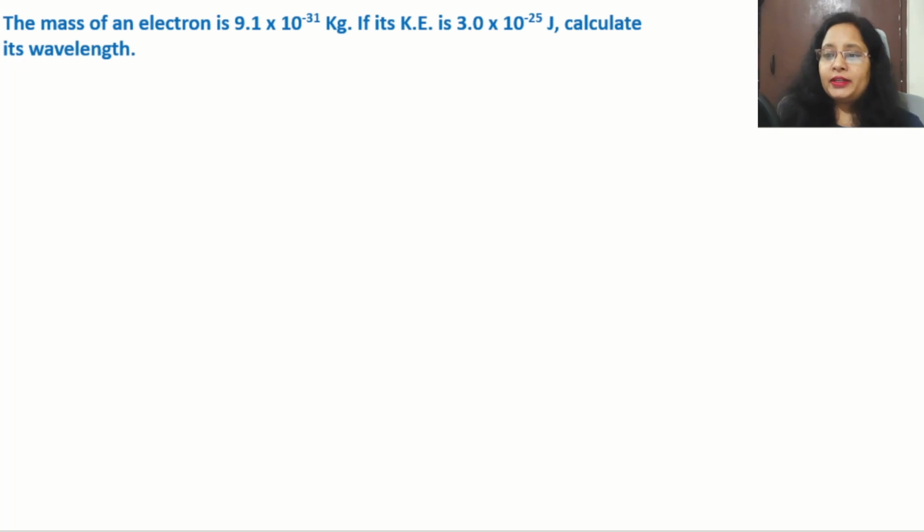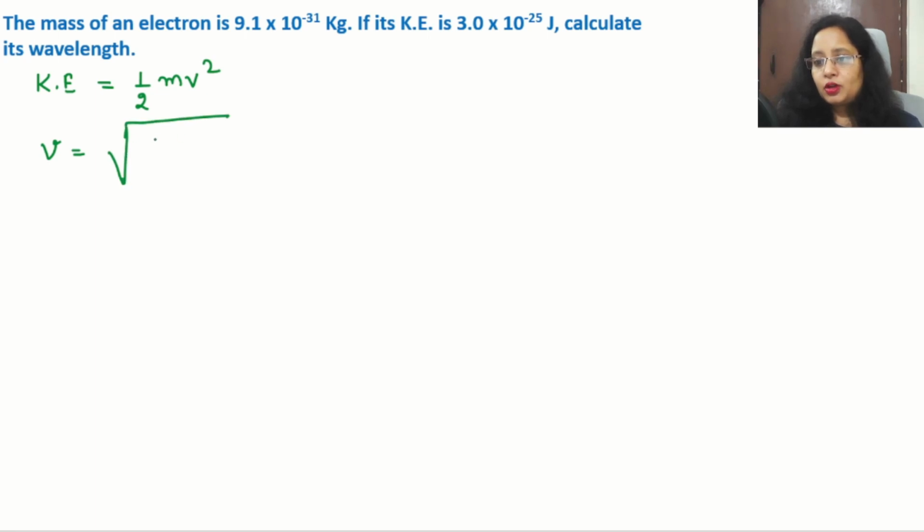So friends, kinetic energy is given and we know that from the formula, kinetic energy is equal to 1 by 2 mv square, where m is the mass and v is the velocity. From here, we can find the velocity. It should be v is equal to under root 2 into kinetic energy upon m.